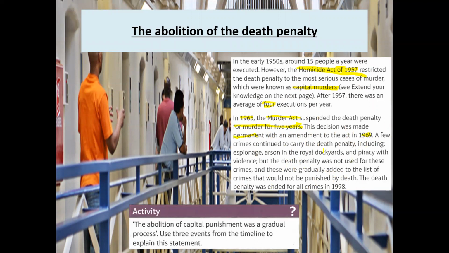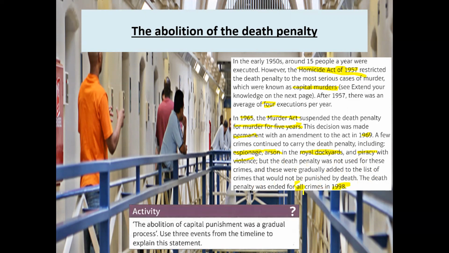A few crimes continued to carry the death penalty: espionage, so being a spy, arson in the royal dockyards, so setting fire to any royal boats, piracy with violence, and what have you. And eventually all crimes, in 1998, so still not that long ago.